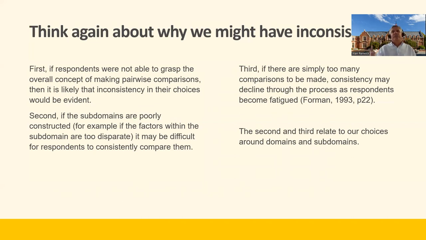The final thing about consistency is that if there are simply too many comparisons to be made, if we've got too many domains and subdomains, your respondents are going to become fatigued. They're just going to start moving your dial one way or the other just to try and get rid of you so they can get on with whatever they have to do. They're very busy people running their businesses. So again, the second and third ones really matter. This one is about the number of domains and subdomains you have, which could lead to inconsistency if you have too many. And this one is about how you construct those. So again, it is very important, that process.